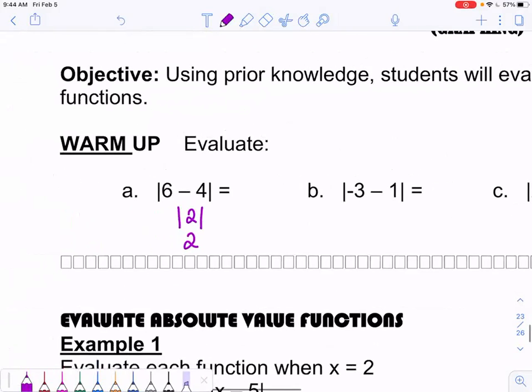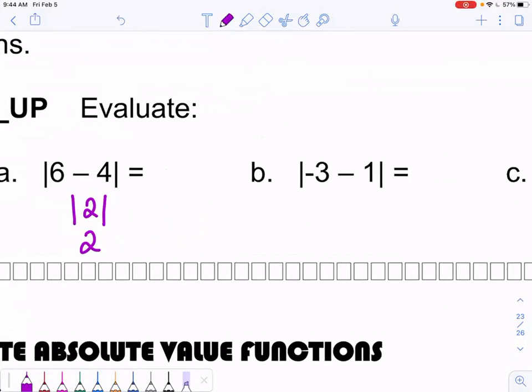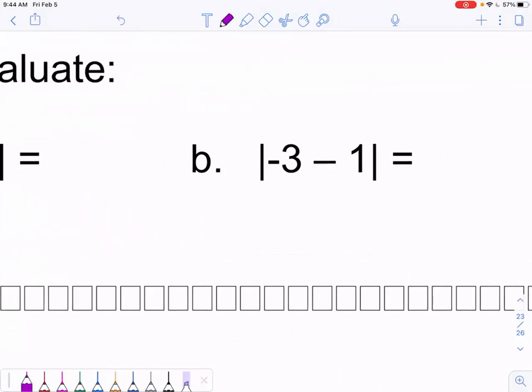Sure, whatever you. Yep. And what do we get here? -3 minus 1. Yeah, you got it. -4. What's the absolute value of -4? Very good.